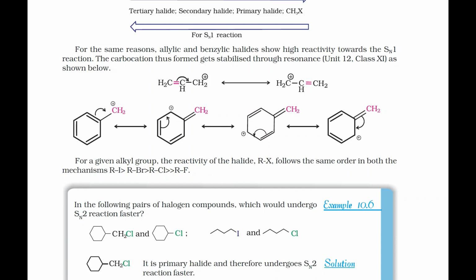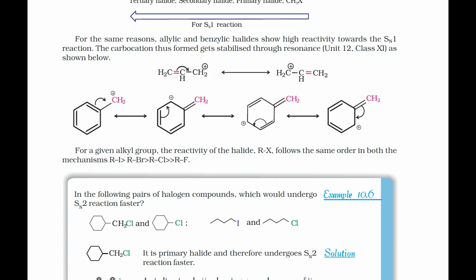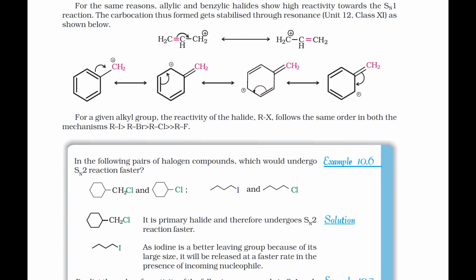So due to resonance, since the carbocation formed in the first step, that is the slowest step, is more stable, the products are more preferred to form. That means the carbocation forms. Once the first step is stable and the carbocation forms, it further easily reacts. That's why allylic and benzylic halides show high reactivity towards SN1 reaction. So we see now what type of alkyl halide participates more in SN1 and SN2.